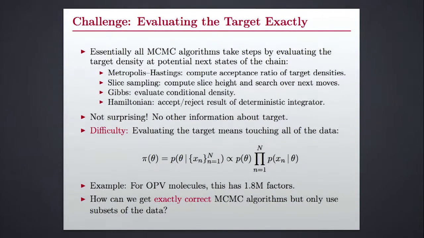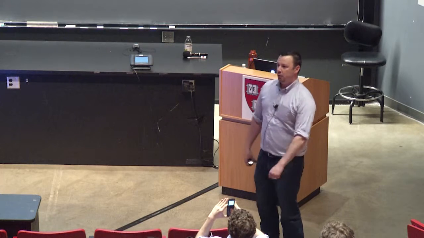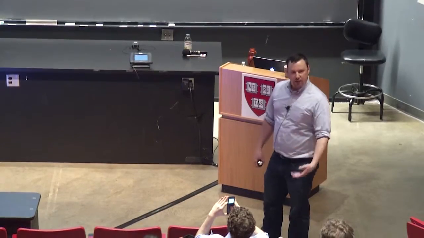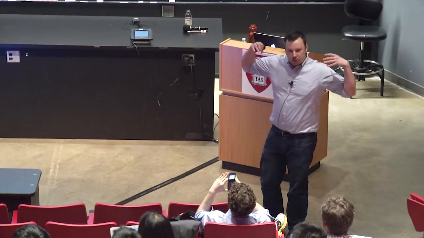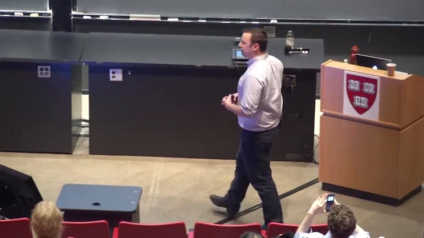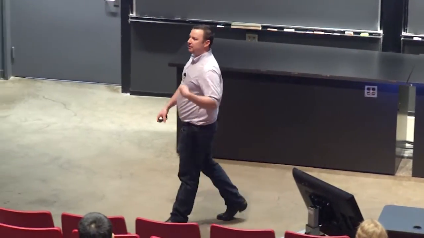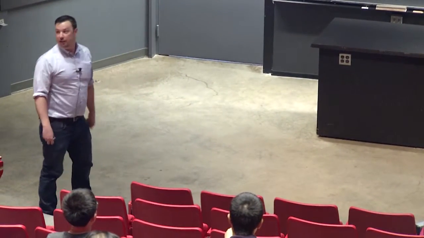So for example, when I talk about these organic photovoltaics from the Harvard Clean Energy Project, it's like 1.8 million factors, and now I think it's close to 3 million different molecules in this data set. And every single time you take a step with your Markov chain, if you want to leave that true distribution invariant, you're going to have to look at that big target, and that can be very expensive. So the question is, how can we do this without having to look at all 2 million factors in this product and yet still get the nice guarantees we'd like to have as if we were looking at all the data every single time?